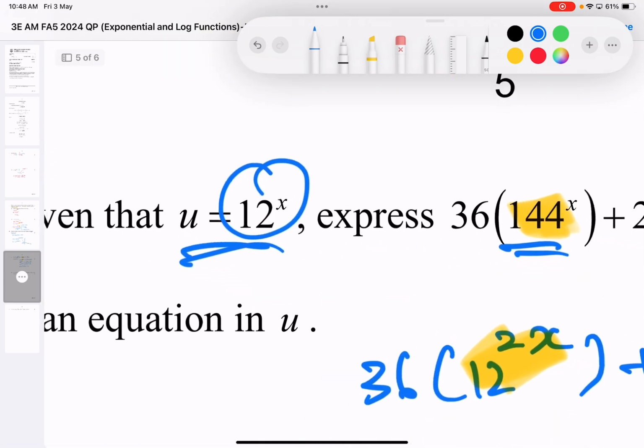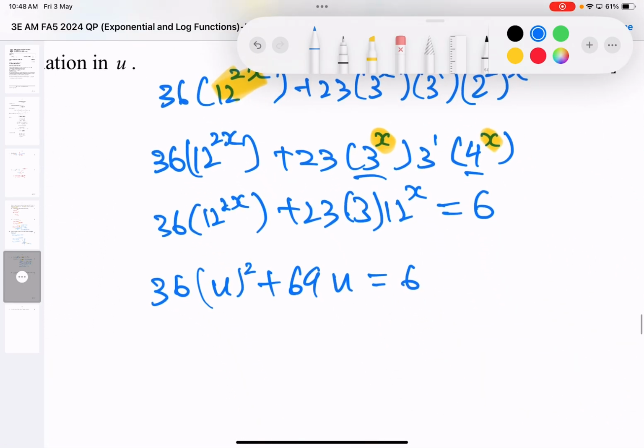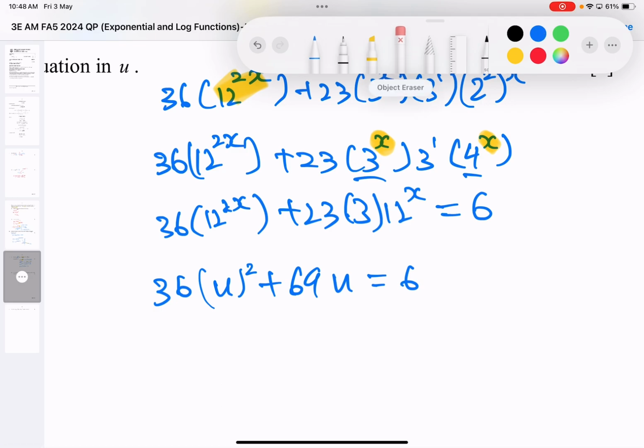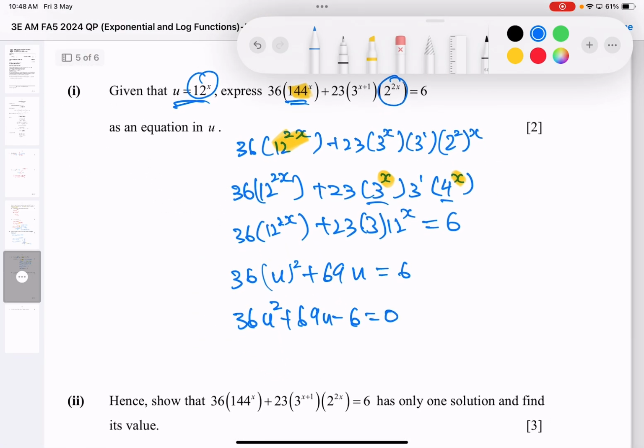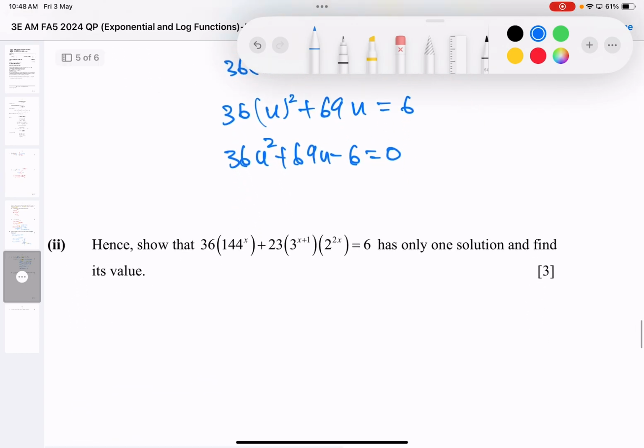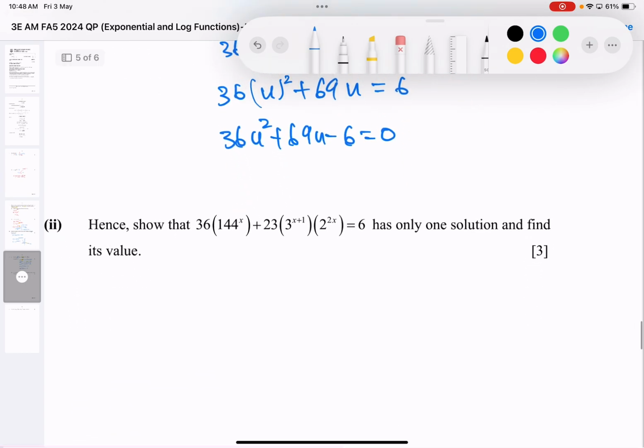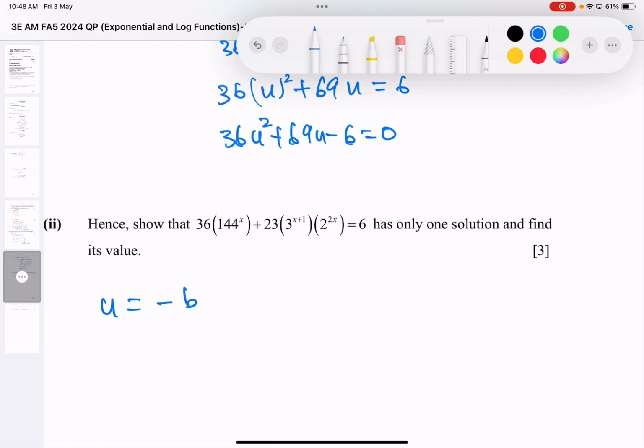Don't need, because they already say on the question. Okay, so here I'm going to get a quadratic. 36u squared plus 69u minus 6 is equal to 0. So solve for this. Use your quadratic formula. u is negative b plus minus square root of b squared minus 4ac over 2a.